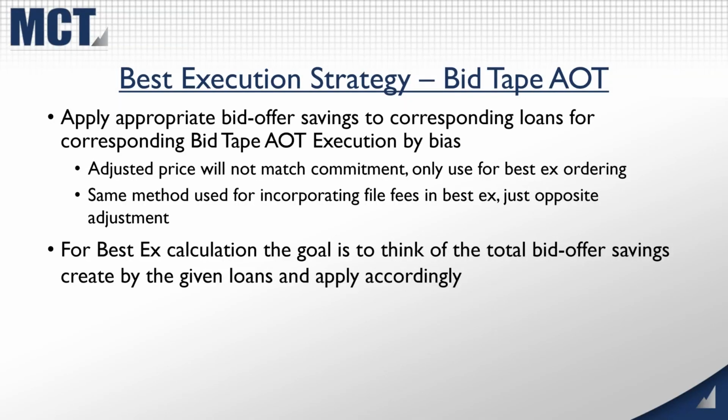File fees are a pain to take into account because you have to reduce everybody's price, but it won't match the commitment price, right? So file fee adjustments adjust the order of the best X, but they don't actually adjust the price, to be clear. So this is the simplest case.